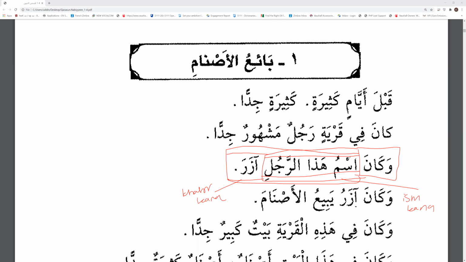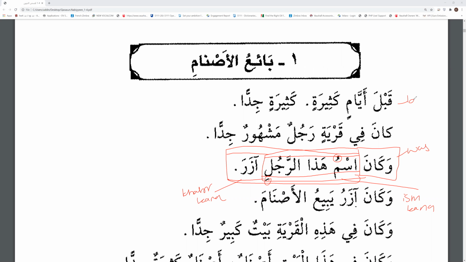Or you can say name of this man, because we're doing mudaf and mudaf ilayh. We're going to say name of this man, or this man's name. Doesn't matter. That's actually right. Fair enough. Jazakallah khair. So this man's name was Azar. That's it. So far you're translating.